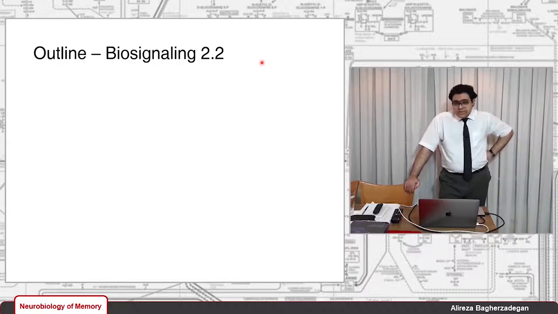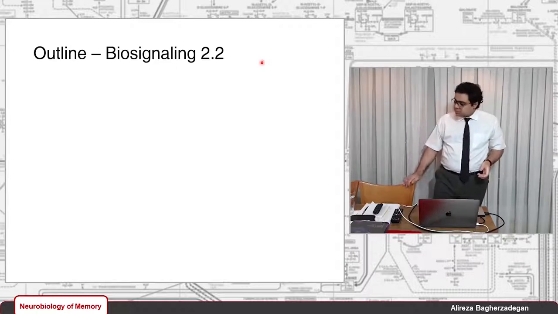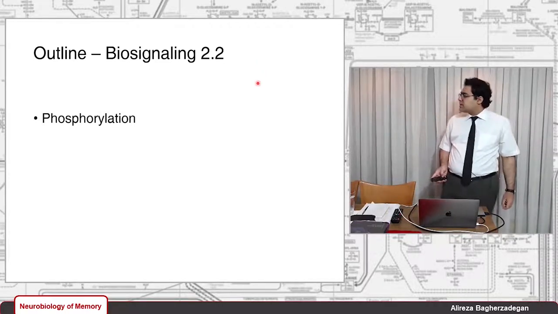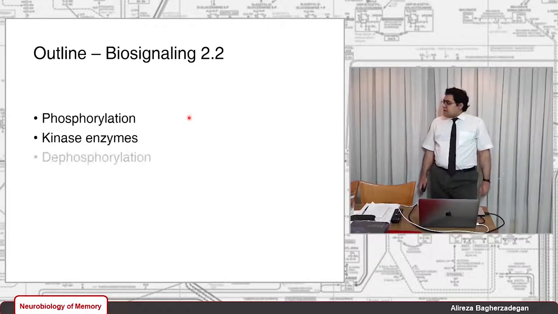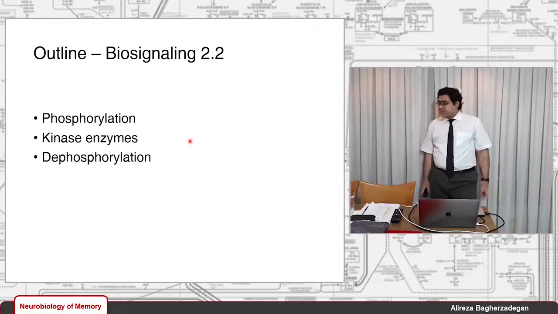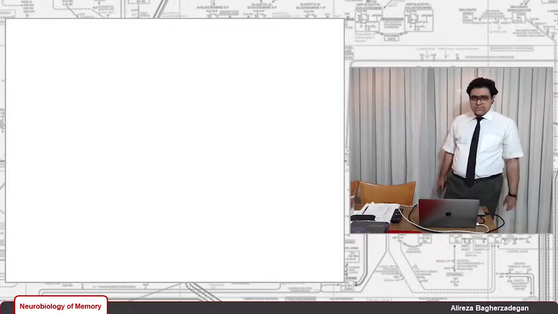And so in this lecture, Biosignaling 2.2, I'm going to talk about two of the most common switching mechanisms, which are phosphorylation and dephosphorylation mechanisms, and their required enzymes. First, I'm going to introduce the concept of phosphorylation, the reaction of phosphorylation. Then I'm going to talk about the kinase enzymes, which are the specific enzymes for phosphorylating a protein. And then I'm going to talk about dephosphorylation, which is another switching mechanism, and its required enzyme, which is called the phosphatase enzyme. So the whole lecture is all about phosphorylation and dephosphorylation and the required enzymes.